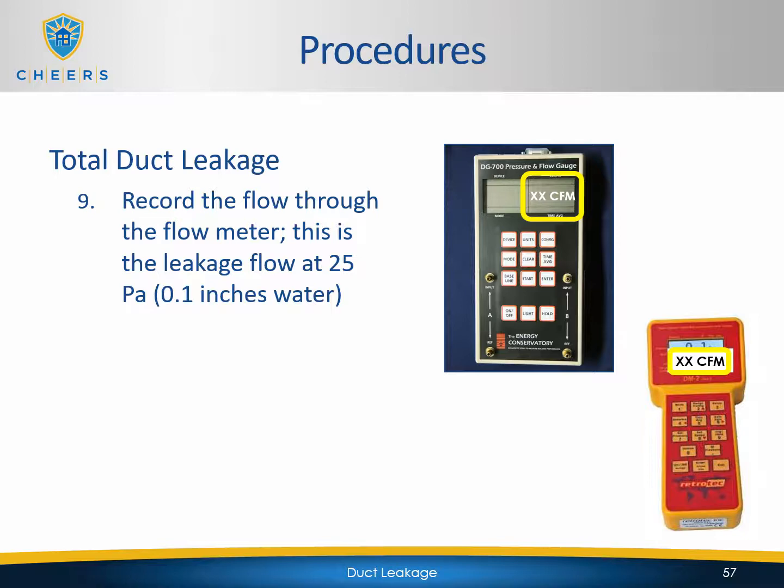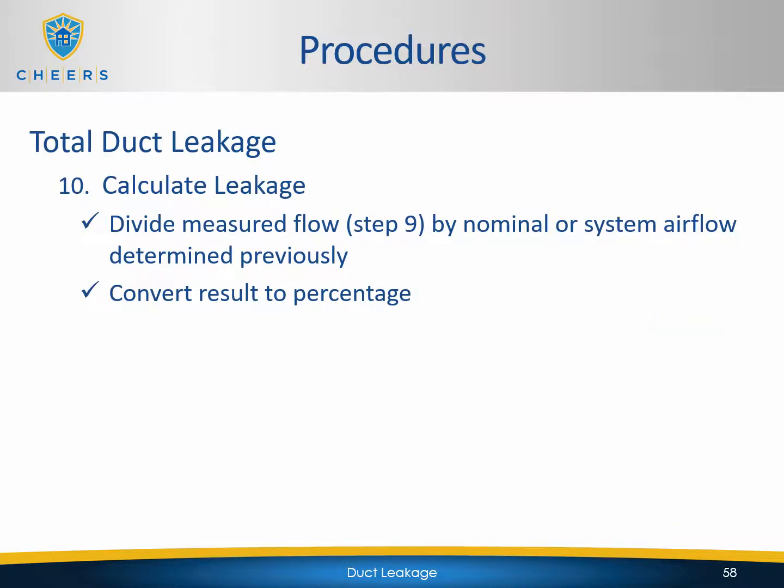So once you pressurize the system to 25 pascals, you're going to be reading a CFM flow reading from the manometer itself. So you're going to record the flow through the flow meter, and that is your leakage flow at 25 pascals. That is the amount of air that the system is leaking at 25 pascals of pressure. Now keep in mind, pressure is always measured in pascals, flow is always measured as CFMs. So once you take the measure of flow reading, you're going to divide it by the nominal or system airflow determined previously. You're going to convert that to a percentage.